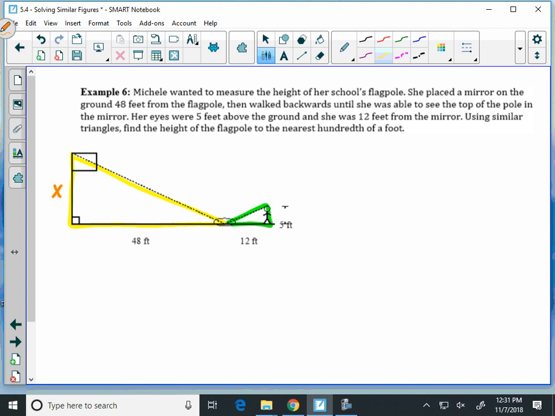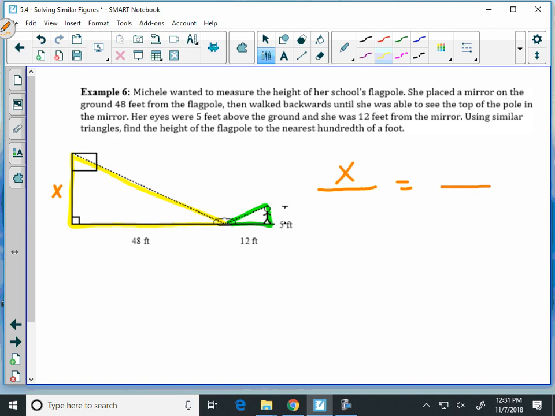Are we dealing with sides of these triangles, or are we dealing with angles? The flagpole is representing a what? Side, right? So we're trying to find the side of this yellow triangle, which is the height of the flagpole. What are we going to set up to solve? Proportion. A fraction equaling a fraction. We're trying to find our flagpole, which we labeled with X. It's in the big yellow triangle.